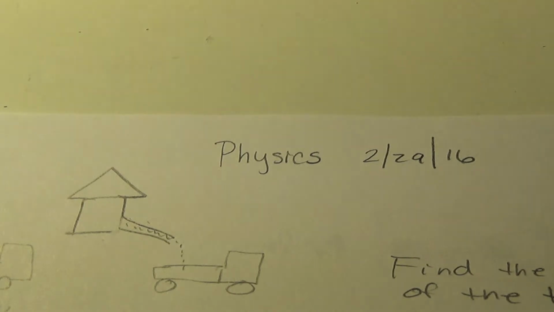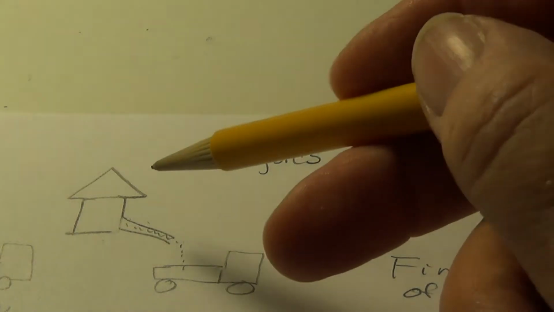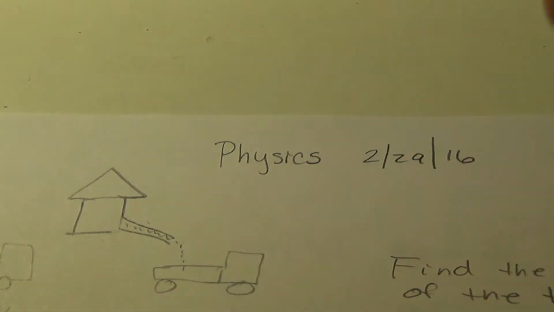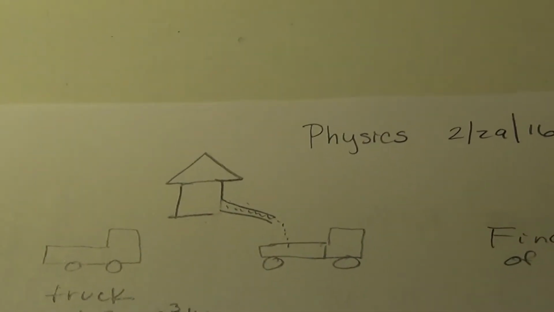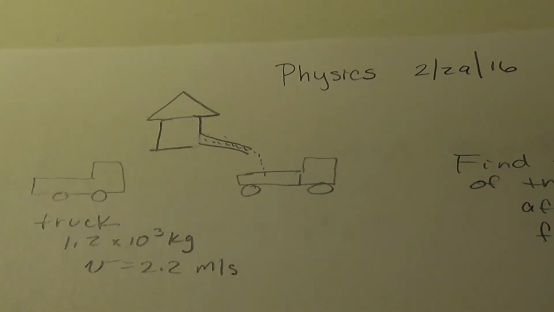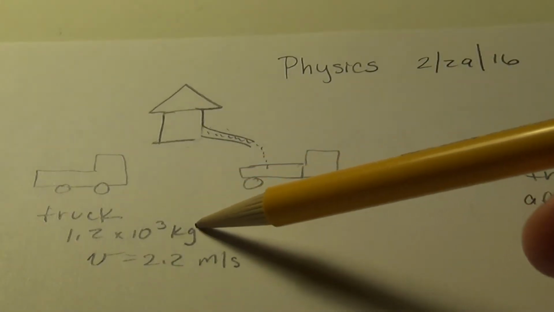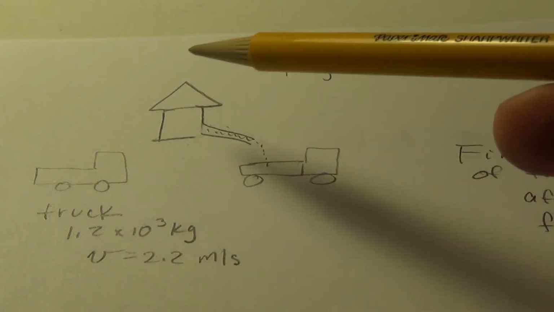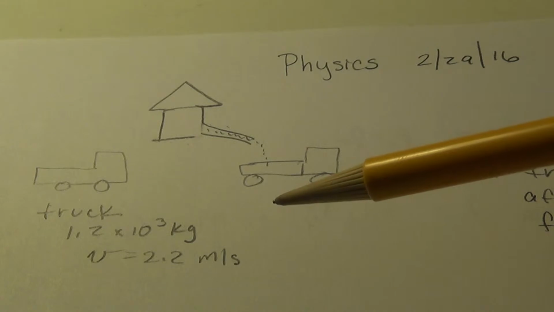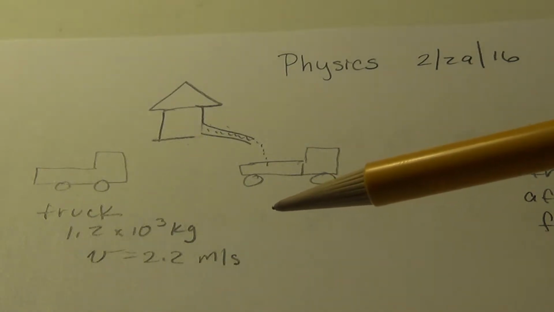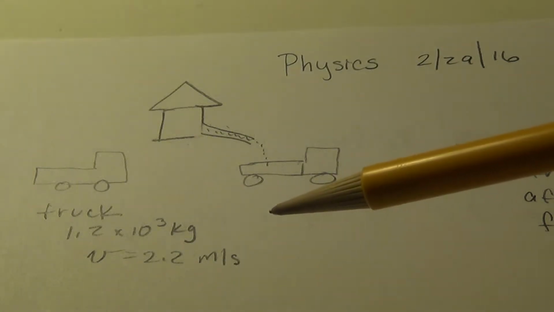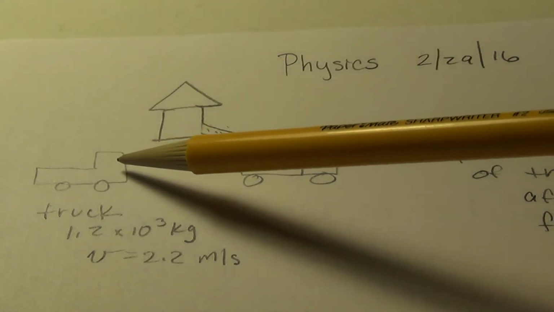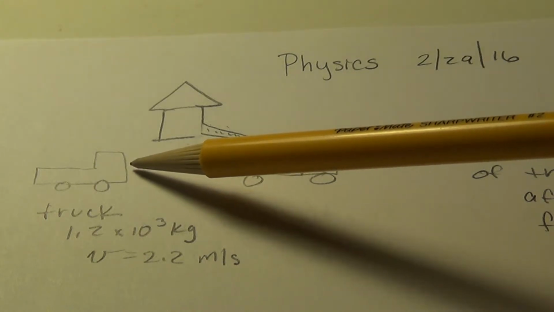Here's my rendition of a hopper. And whatever is coming out of this hopper is entering a truck. So our problem goes like this. Here's a truck, and its mass is 1.2 times 10 to the third kilograms. Velocity is 2.2 meters per second. So sketch this. If you need it to pause, you may have someone pause this video while you're getting down the details. And so here's the truck as it approaches the hopper.